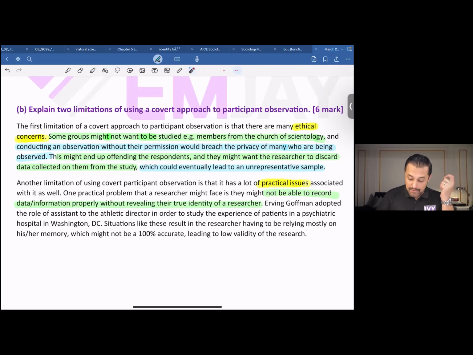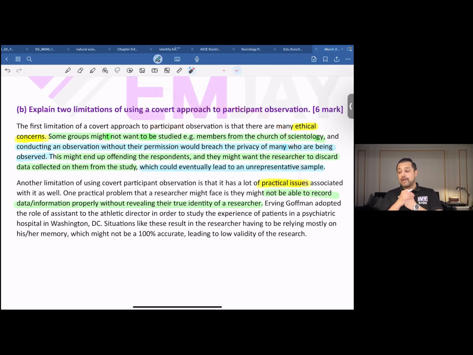Now, remember the word covert. Covert, when I said, is when you keep your identity hidden, when the people who are being studied or observed do not know that they're being observed. If you are to keep it hush hush, if you are to keep it a secret, don't you think it would be problematic for you to gather data? In most cases, you'd merely have to rely on your memory, right? That would lead to retrospectiveness issues, recalling issues, right?